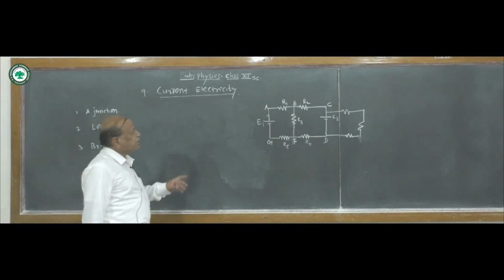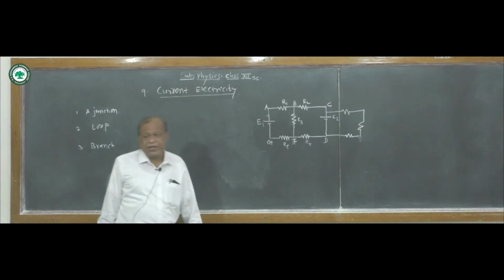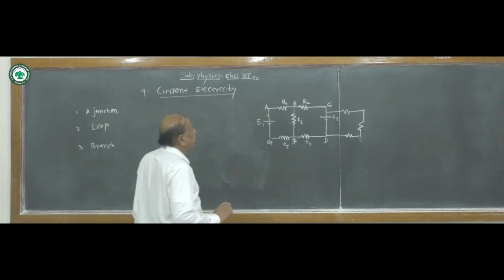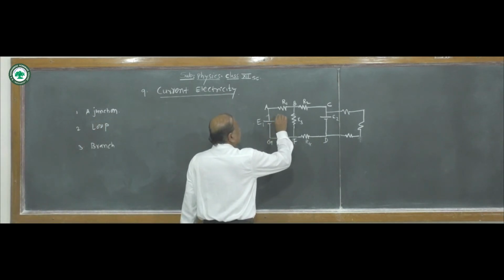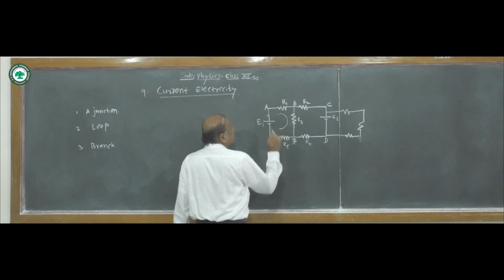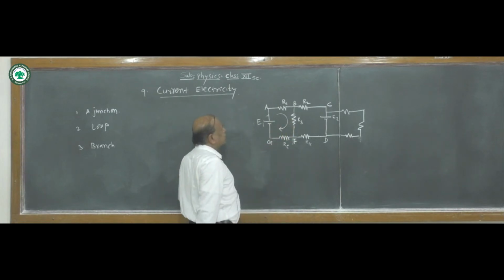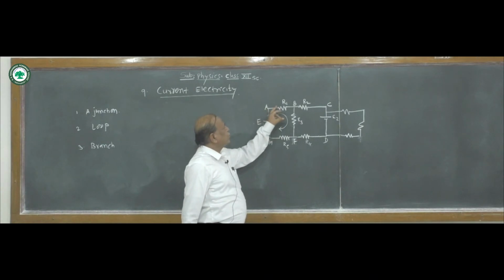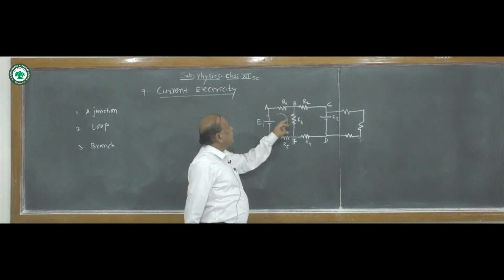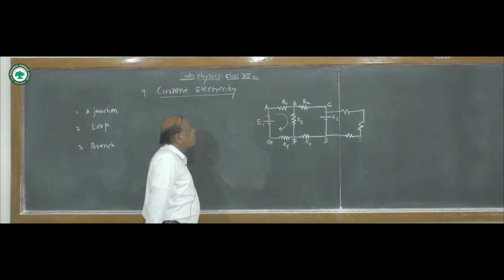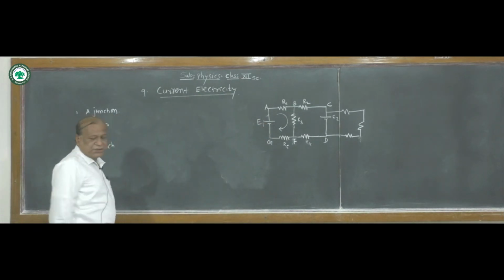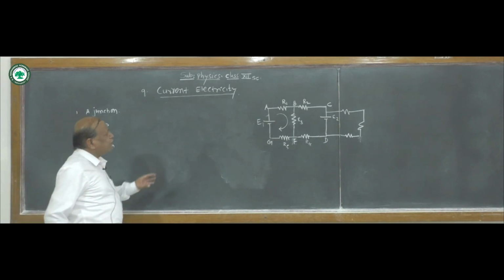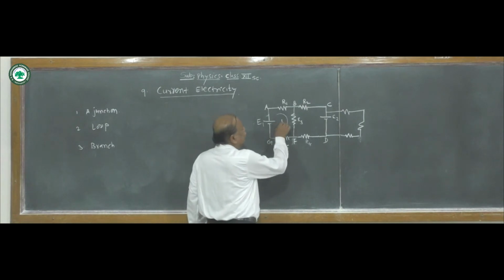Any closed conducting path in an electric network. Suppose here we consider that conducting path along this arrow, and now this conducting path of that electrical circuit or electrical network is called a loop. This is loop 1.